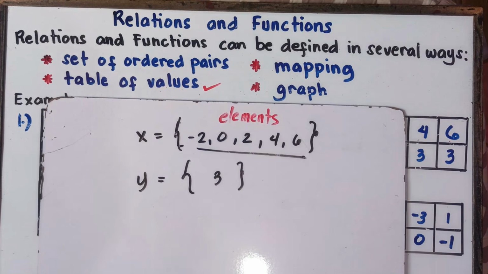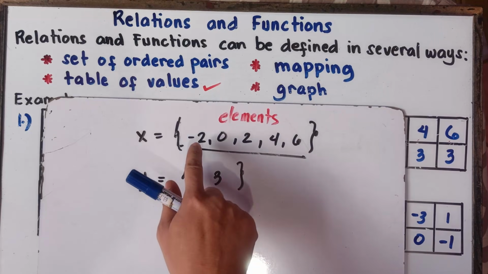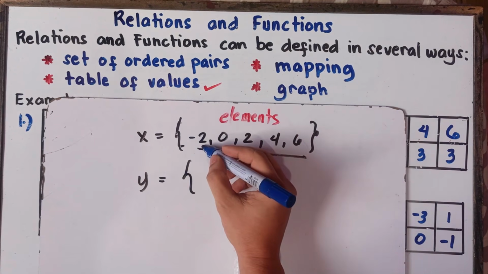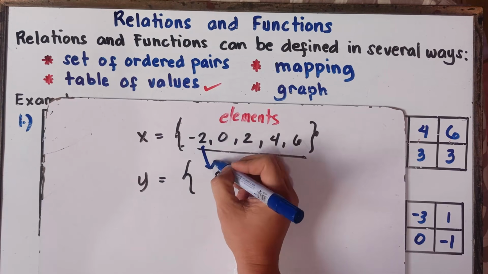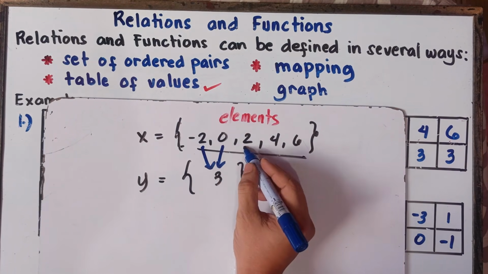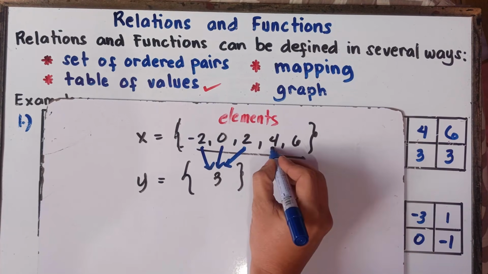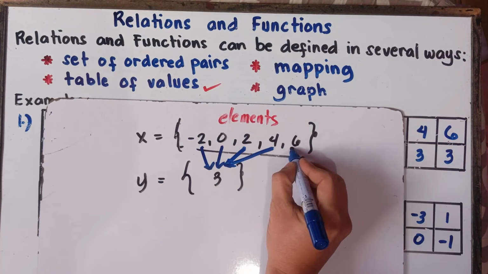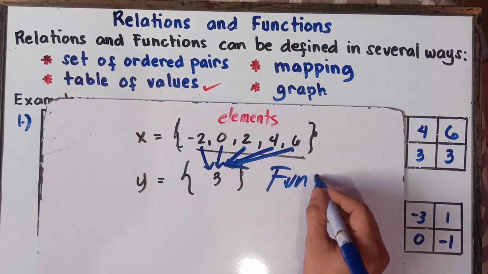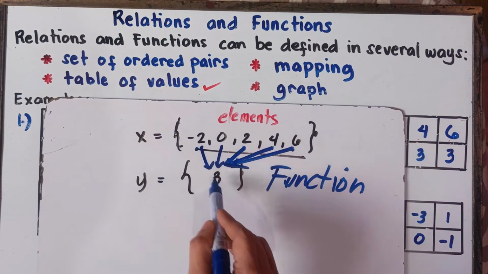Now for the x values, as you can see, they are unique. They don't have the same value. This is negative 2, 0, 2, 4, and then 6. So one input, negative 2, corresponds to exactly one output. One input 0 corresponds to exactly one output. One input 2 corresponds to exactly one output. One input 4 corresponds to exactly one output. One input 6 corresponds to exactly one output. Therefore, this will be a function.